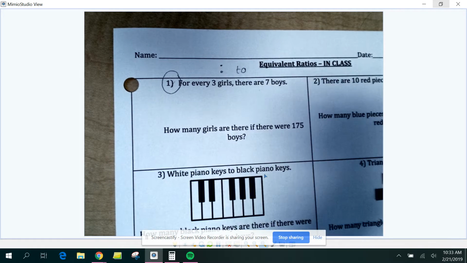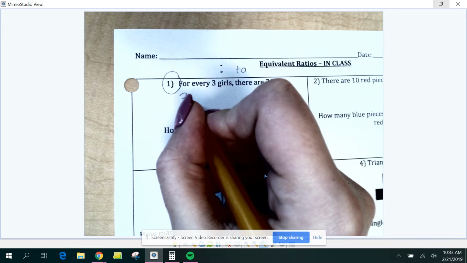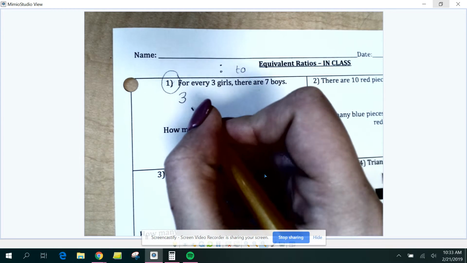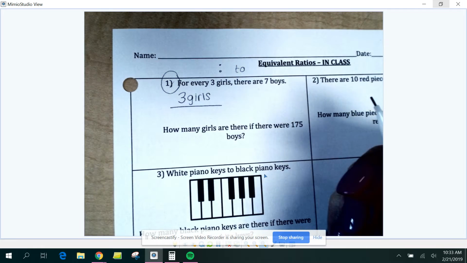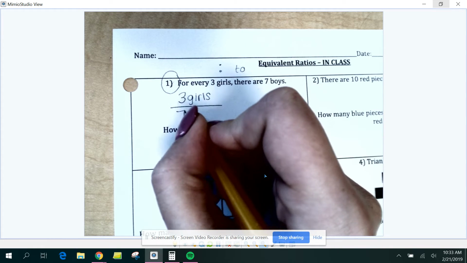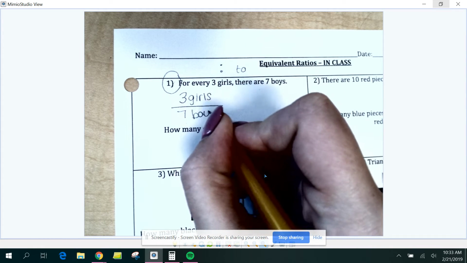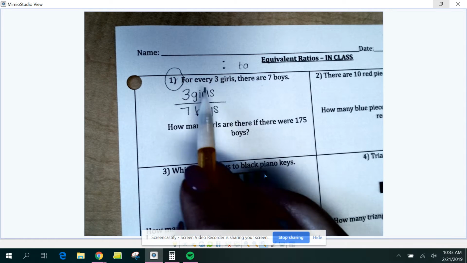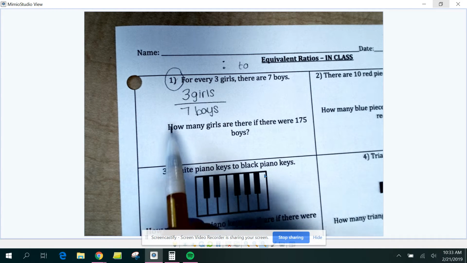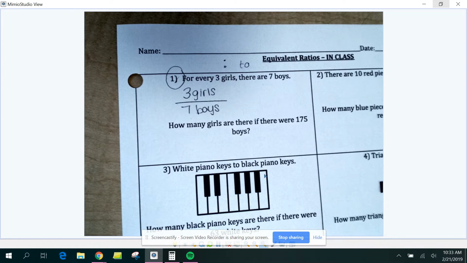So we're going to start here. So I'm going to represent this as a fraction. For every 3 girls, so here's 3 girls, there are 7 boys. So 3 to 7, and it's just set up like a fraction, okay? And I want to make sure that I'm labeling this as well.